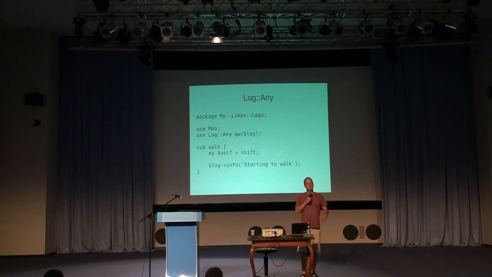Now, the great thing about Log4perl is it does all the cool stuff I've showed you. But let's imagine you're writing a module to go to CPAN, or you're working on a module which is used in lots of different code bases, say throughout a company. You might find that all the different people in your organization are using lots of different logging systems. And what Log::Any does is it basically doesn't care where you're logging to. You can log to Log4perl, Log::Dispatch, anything you want.